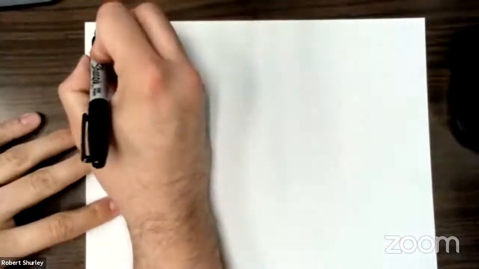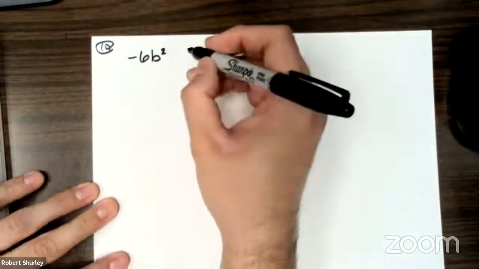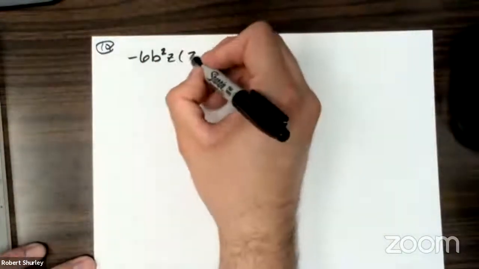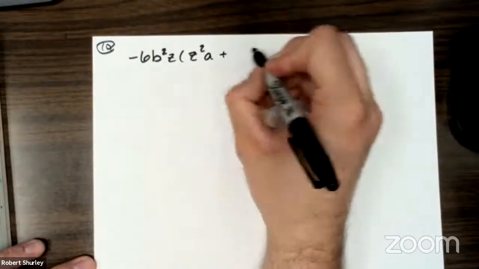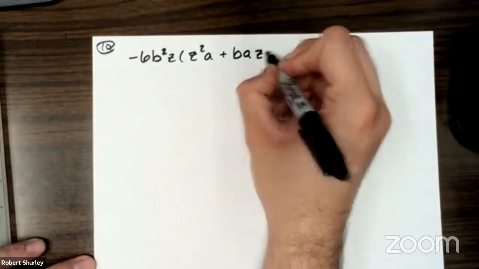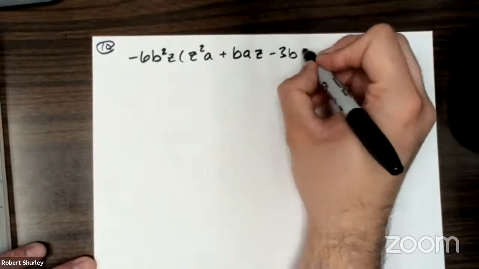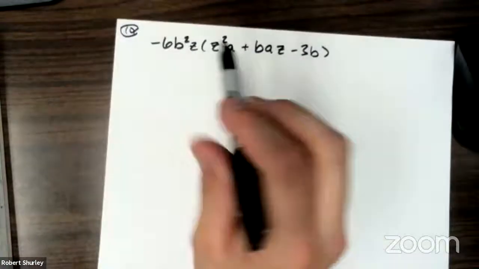Oh, that's got a Z in it. Okay, let's look at number 10. I didn't choose a weird one like this. Negative 6b squared z times z squared a plus baz minus 3b. Okay? And again, we've got a polynomial out here, a monomial.